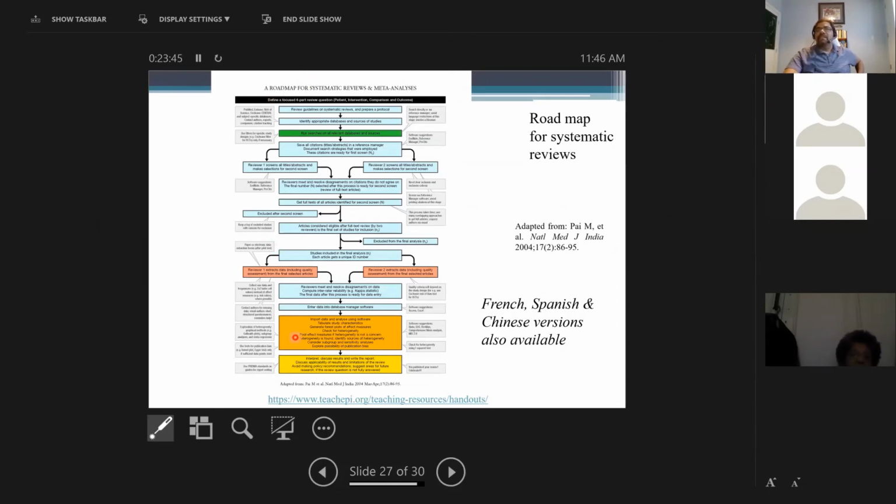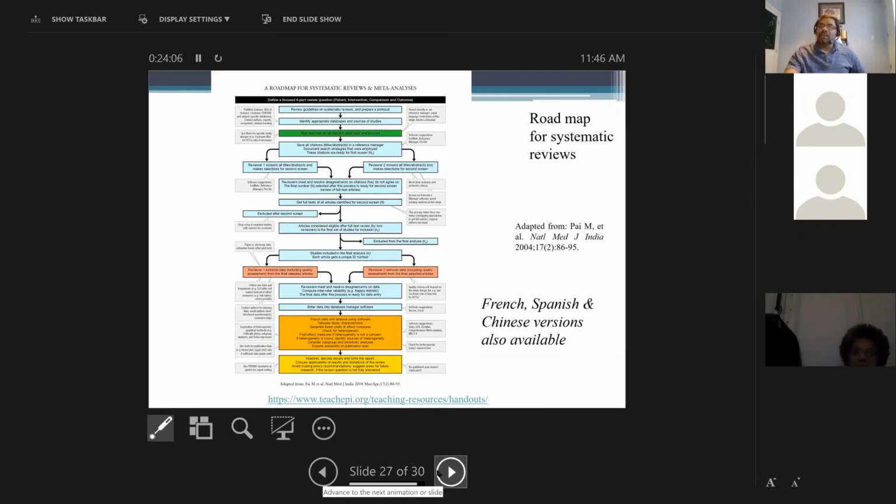So obviously this is not for you folks, but if anybody came to me and said, we want to do a systematic review on this topic, I give them this one-page handout and say, this is what the roadmap looks like, right? It's a long, painful process. It's a lot of work to do a good quality systematic review.